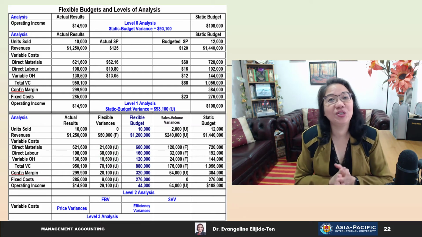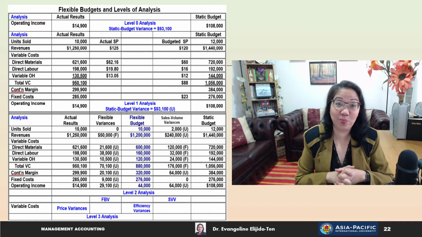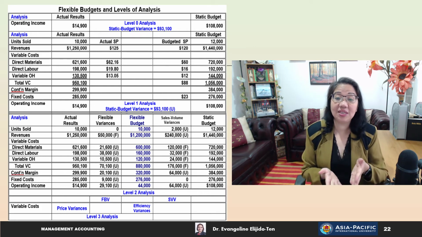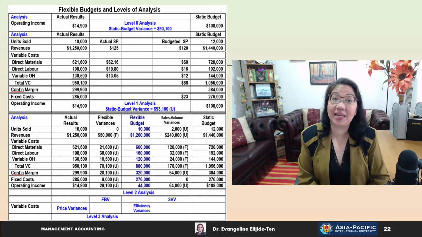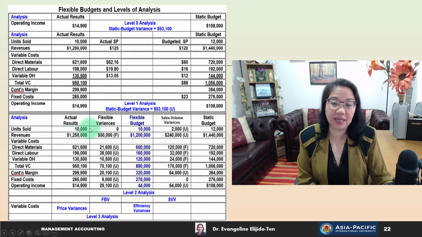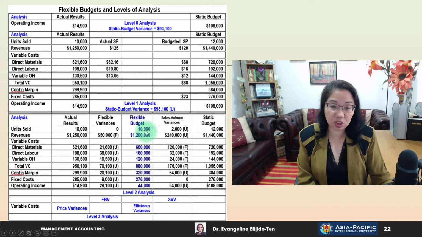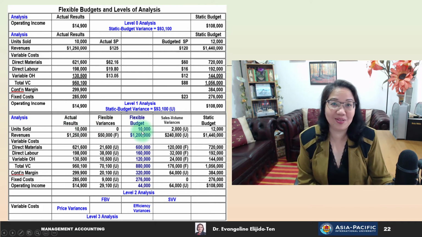It is important to note that flexible budgets are prepared at the end of the period. Now, why is that? Because notice that when we prepare the flexible budgets, we are using the actual volume, and we flex the budget according to the actual volume of units sold.